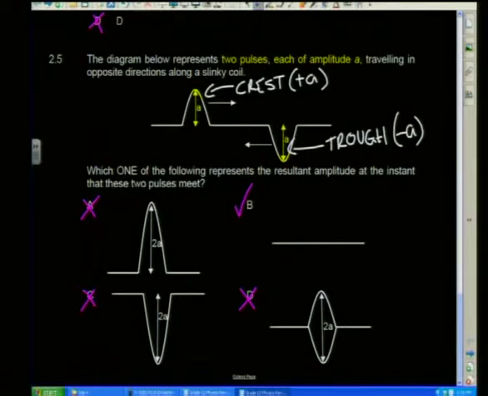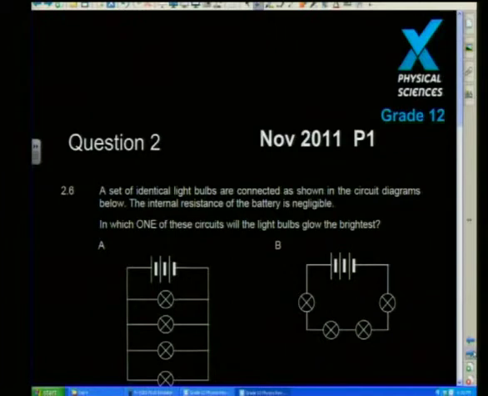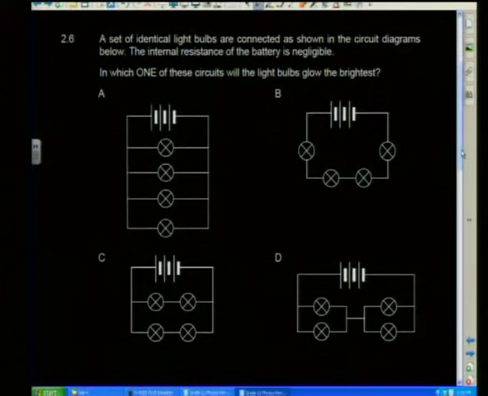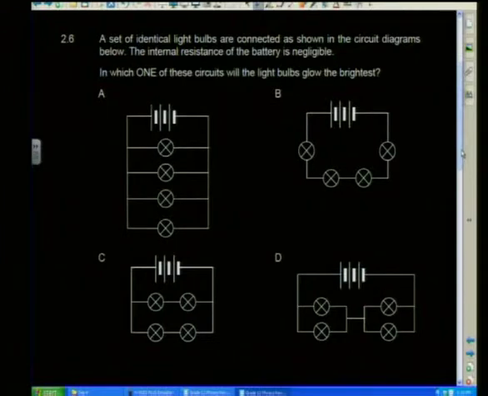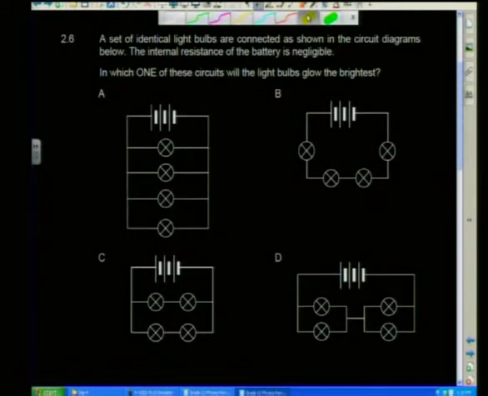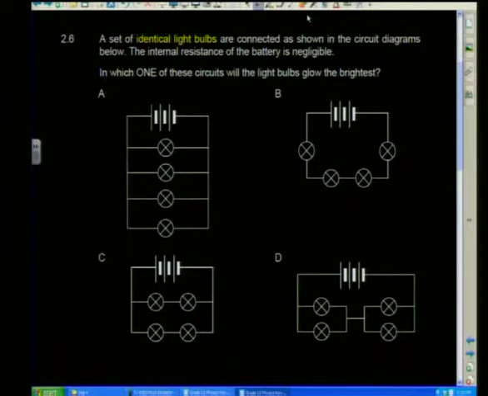Okay, well, we're going to continue through these multiple choice. Let's carry on with 2.6. Okay, so now it says a set of identical light bulbs. Let's highlight that important piece of information. There we go. We've got identical light bulbs are connected as shown in the circuit diagrams. The internal resistance of the battery is negligible. That means that we can ignore it completely. Okay, which one of these circuits will the light bulbs glow the brightest?